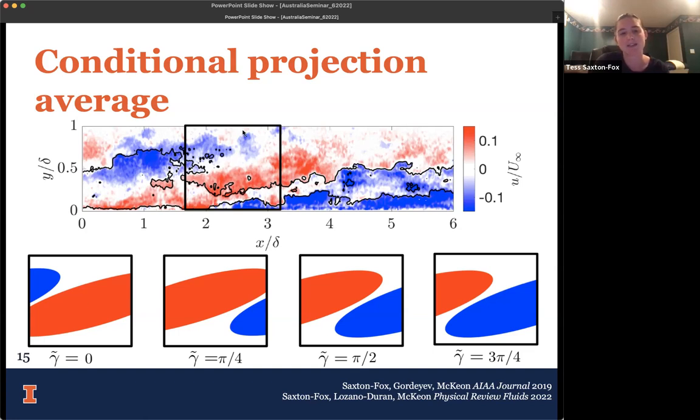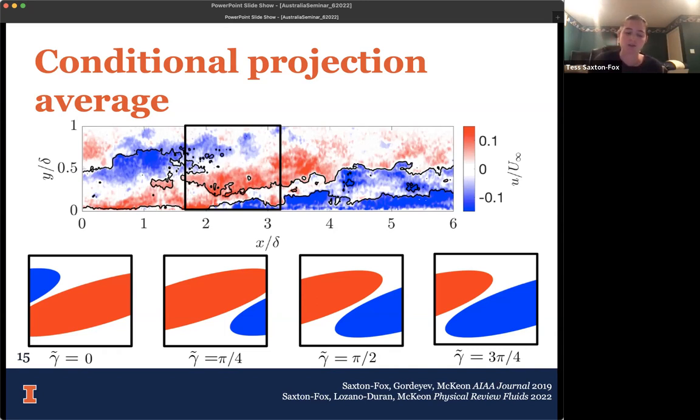And so I would tag this instantaneous snapshot with an approximated phase of gamma equals 0. And I would then average all the snapshots that have that same phase. The idea is that this is very similar to doing any kind of conditional averaging, but I'm trying to use more global information and leverage the fact that we actually do have good structural models now for what large scales look like that we can leverage.